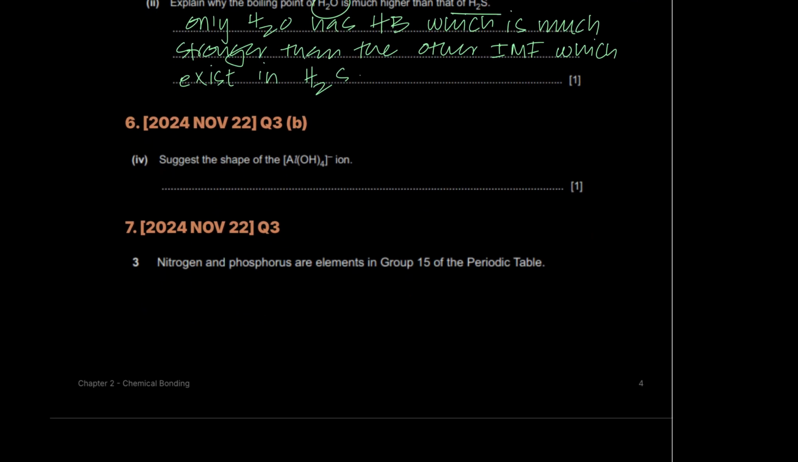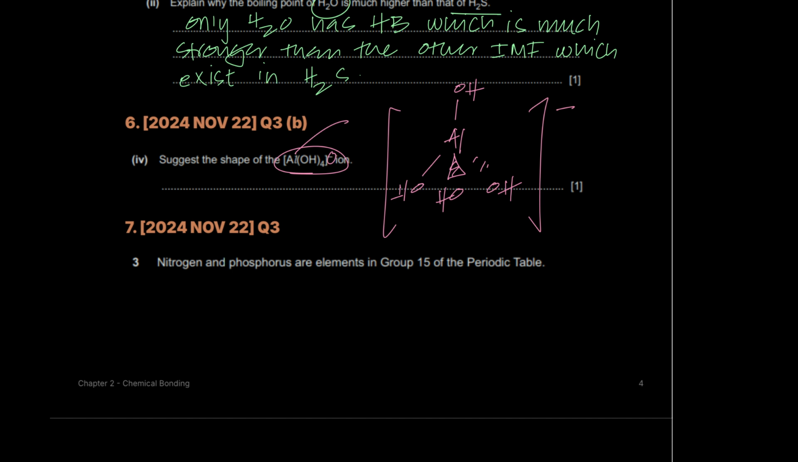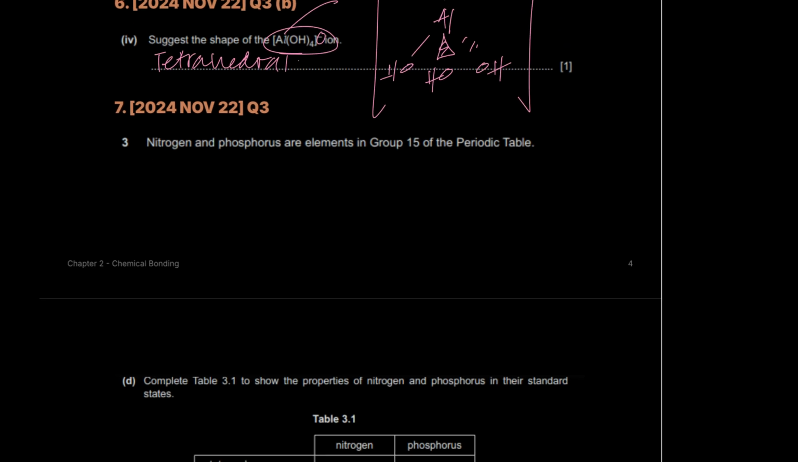Suggest the shape of AlOH minus. Remember, when you have an ion, how do you select the shape? Well, you have to look at the central atom. Aluminum was in group 3. This minus means that we're going to assume that the aluminum has gained an electron. So now aluminum has 4 electrons and it's bonded to 4 OHs. So no lone pairs, right? No lone pairs. So what does that mean? That means it's tetrahedral. That's the shape for it. If you were asked to draw it, that's how it would look. So it's tetrahedral.